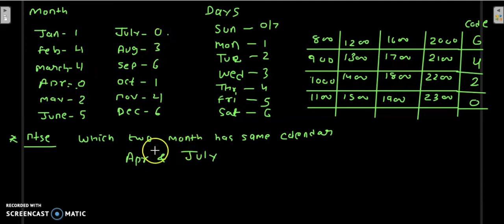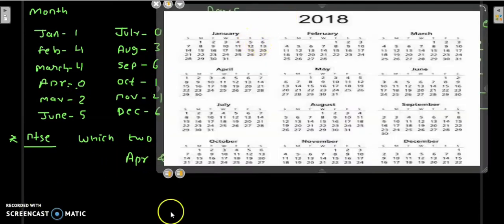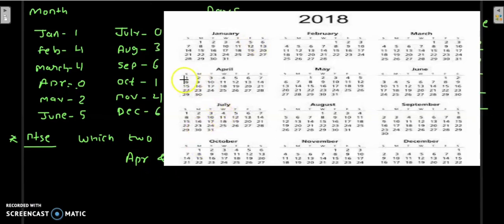I will show you the calendar also. Now you can see this calendar. If you observe the month of April, and I told July, it is the same: 2, 9, 30, 3, 10, 27. Both calendars are the same for 2018. If you take 2019, then also you will find the same. And one more pair: January and October, see the code. January and October also have the same calendar. Understood? So you can solve this question directly.